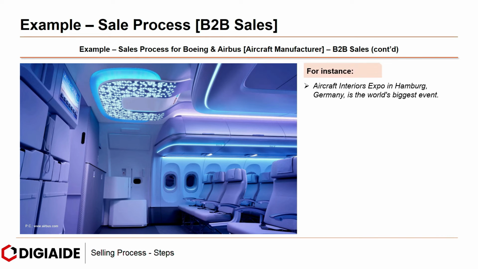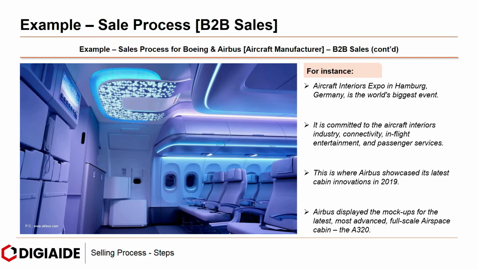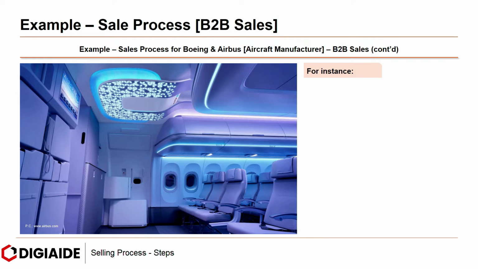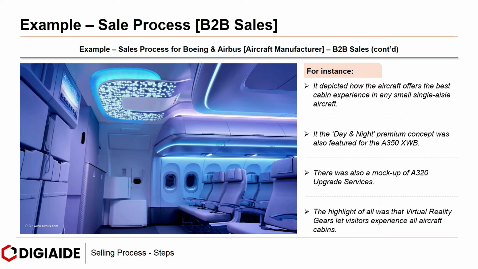For instance, Aircraft Interiors Expo in Hamburg, Germany is the world's biggest event. It is committed to the aircraft interiors industry, connectivity, in-flight entertainment, and passenger services. This is where Airbus showcased its latest cabin innovations in 2019. Airbus displayed the mock-ups for the latest, most advanced, full-scale Airspace cabin, the A320. Moving further, it depicted how the aircraft offers the best cabin experience in any small single-aisle aircraft. The day and night premium concept was also featured for the A350 XWB. There was also a mock-up of A320 upgrade services. The highlight of all was that virtual reality let visitors experience all aircraft cabins.